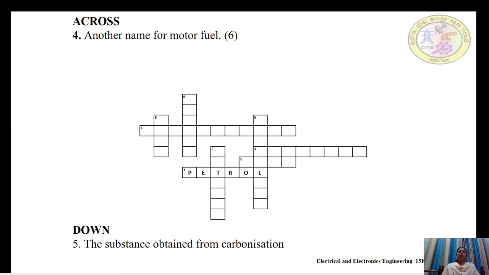Now we will pass on to the down. Down, fifth word. It is a 4-letter word. A substance obtained from carbonization, formed by carbonization of dead vegetation. This will be frequently used in thermal power stations as a solid fuel. This is nothing but coal. Coal is the substance obtained from carbonization.